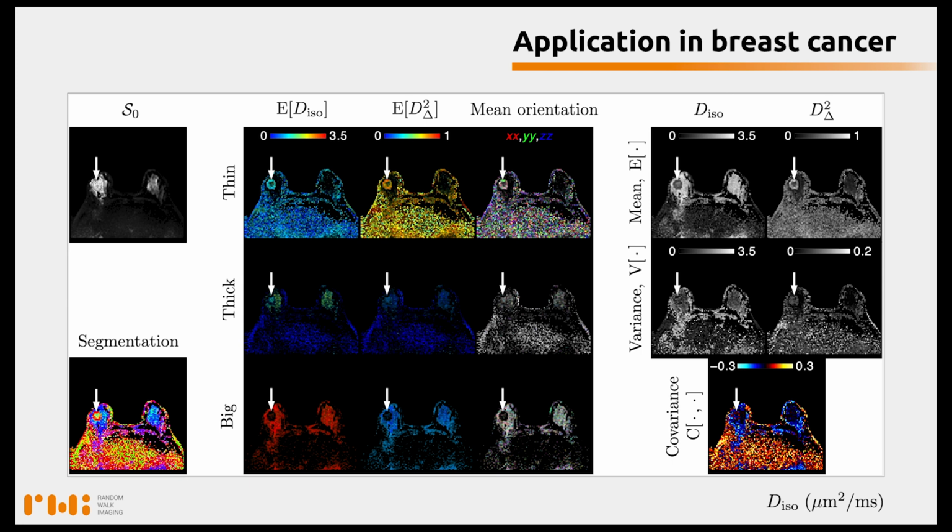Other maps can be defined, for example, the variance of isotropic diffusivities, which is linked to the variance of cell densities, or the variance of D delta squared, which is the variance of cell elongations, and finally the covariance between isotropic diffusivity and D delta squared.